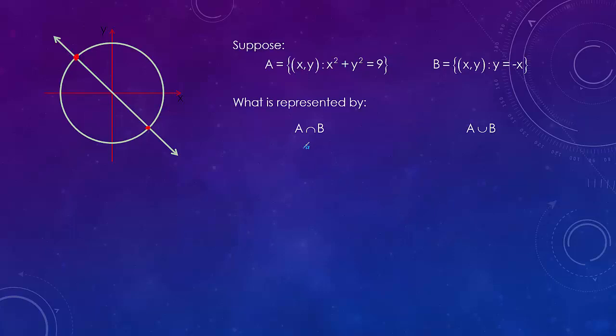So A intersection B is a finite set. It's the 2 points of intersection. And of course, to actually give A intersection B, we'd need to have these coordinates. But we're not going to do that just at the moment.